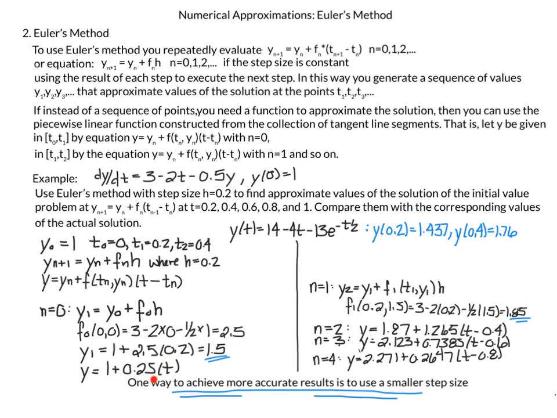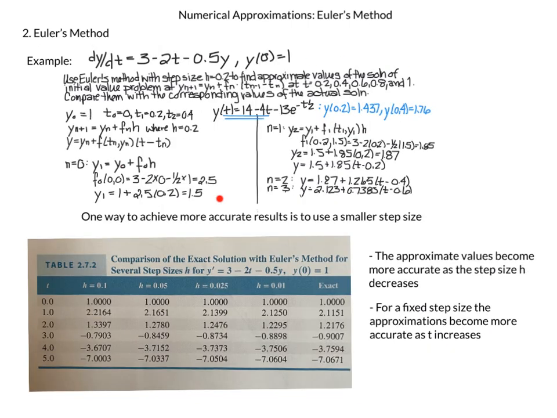And just a note, one way to achieve more accurate results is to use a smaller step size. And I moved our calculations up here for reference, but what I have is the table for comparison of the exact solution with the solutions we get using Euler's method.